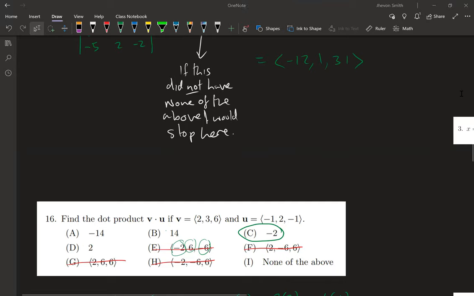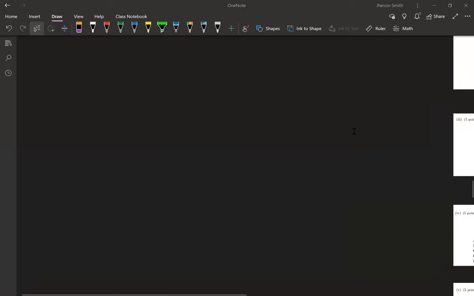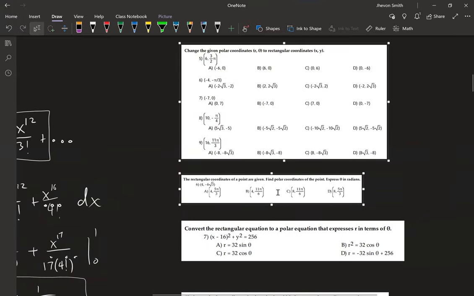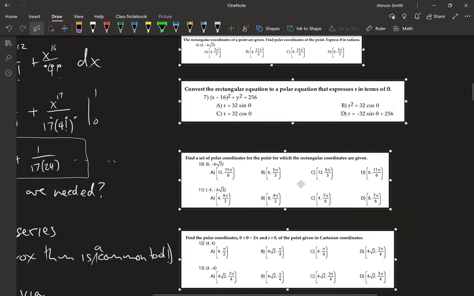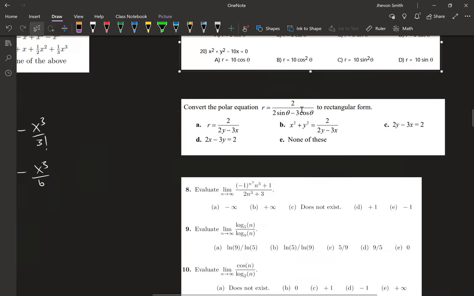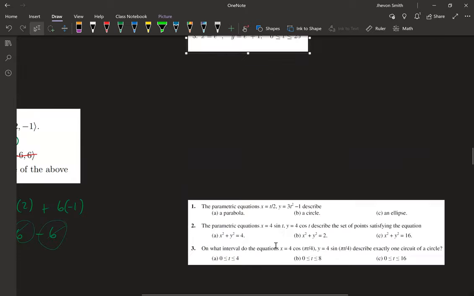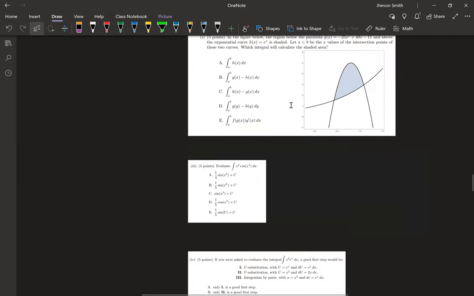Let's get to the meat and potatoes of today. So yesterday when we were reviewing, we covered 3D space. We covered a lot of series problems. We did some things on partial derivatives and vectors. So let's cover some more bases here by looking at some other topics. So I have a bunch of problems here. From polar coordinates, we have some more sequences. We have some parametric equations. These look like long form matching graphs. We have some integration problems here.